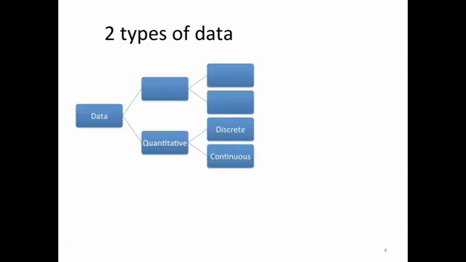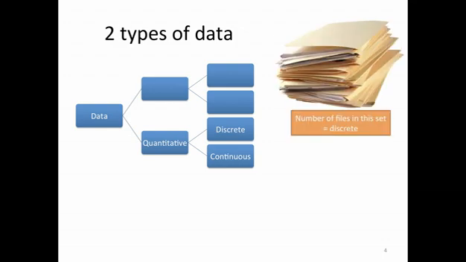Quantitative data are numerical, born out of counting or measuring something. If the values of the measurements are integers, that is, whole numbers, then the data is said to be discrete. Generally, discrete data are limited by the number of values they can have. In this example, number of files in the set refers to a discrete data.